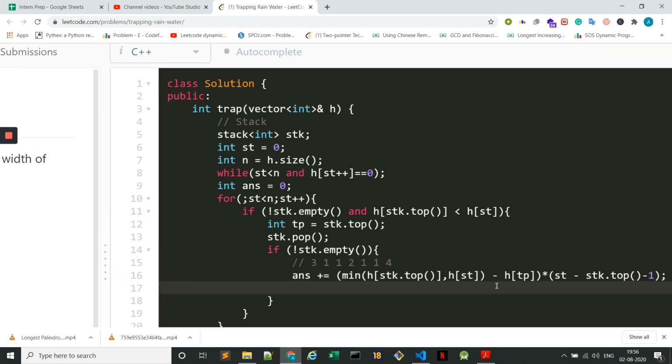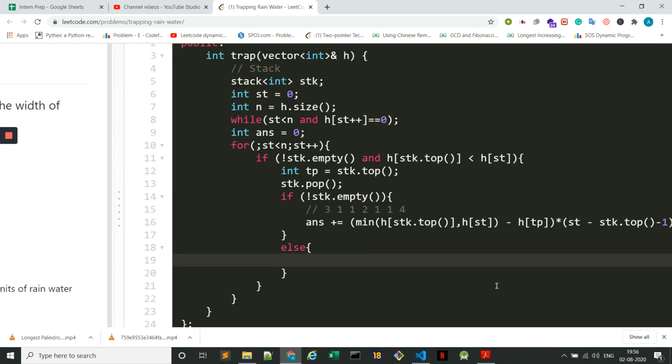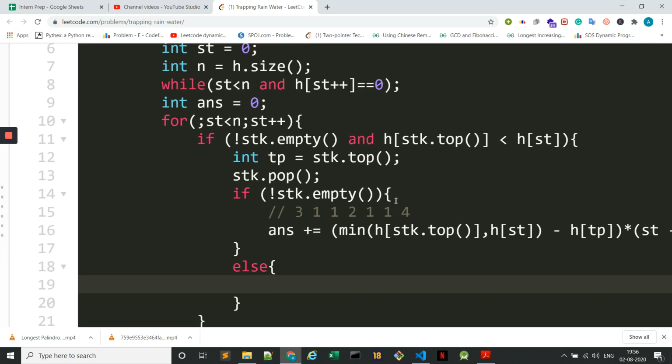Once we have stored our answer, there is nothing important here, I guess, because we are done with this. We have popped the element and computed the answer. Now, the second thing is if the stack is empty. Let us say there is no left bound for the given input. Let's say we have an array of 3, 4. If there is no left bound, that means there is no one greater on the left hand side. Then can we store water over here? That is the question. Can we store any water in this?